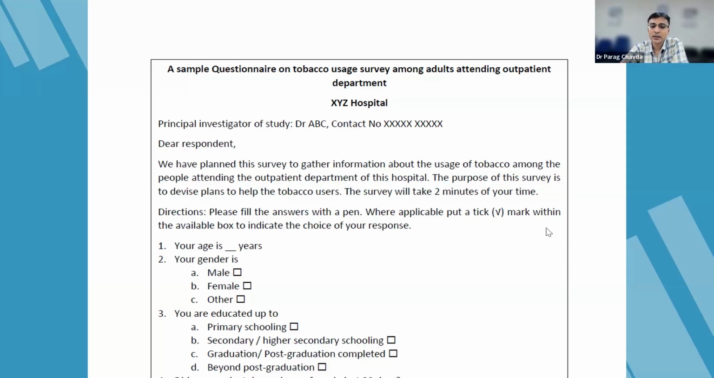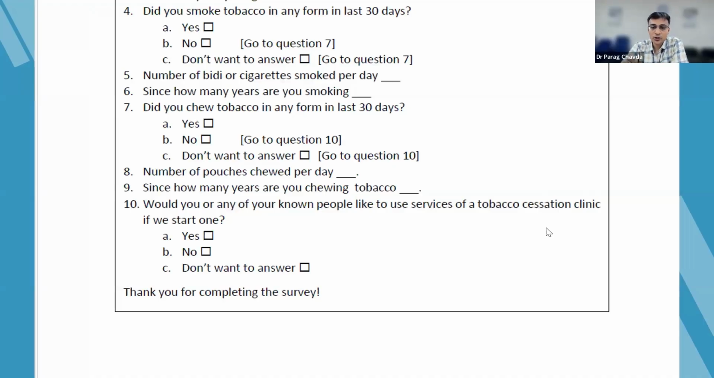Right. Other things that we see is a clear direction as to how the responses are expected to be marked. So here, for example, if the tick mark is expected, they have also given square boxes. So the person understands that I'm expected to tick mark in the boxes only. Or another good method would be we ask them not to tick mark but encircle. So we have options such as A, B, C and we ask them to encircle A, B, C, the alphabets.